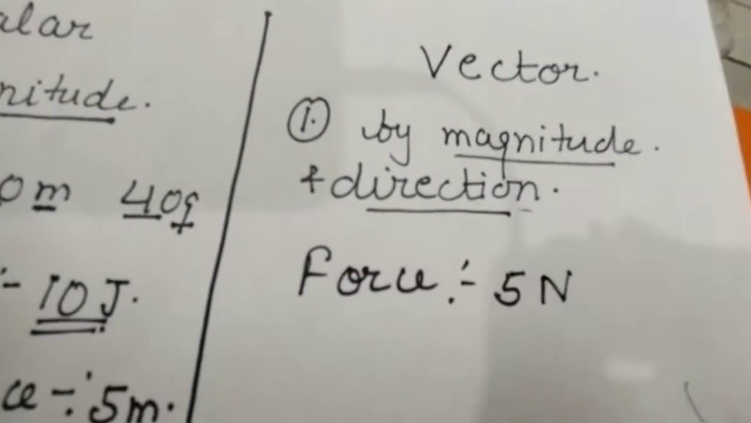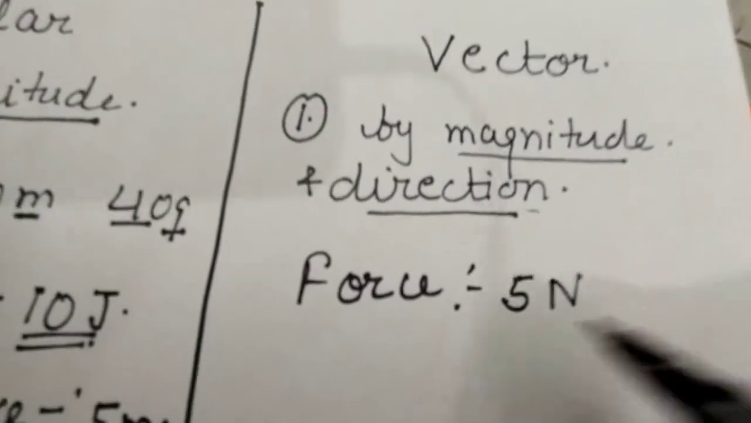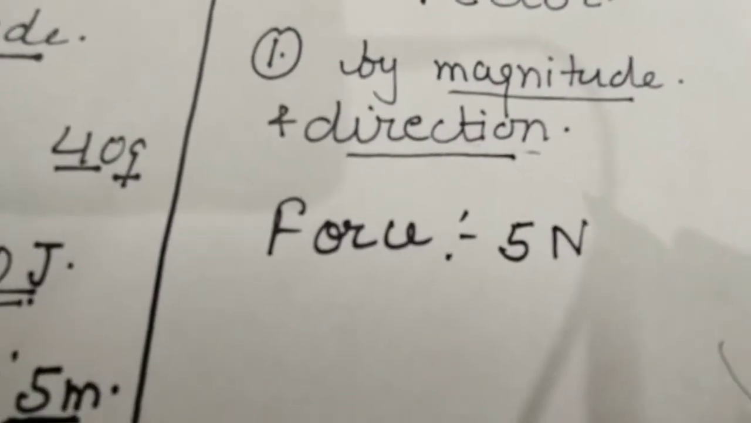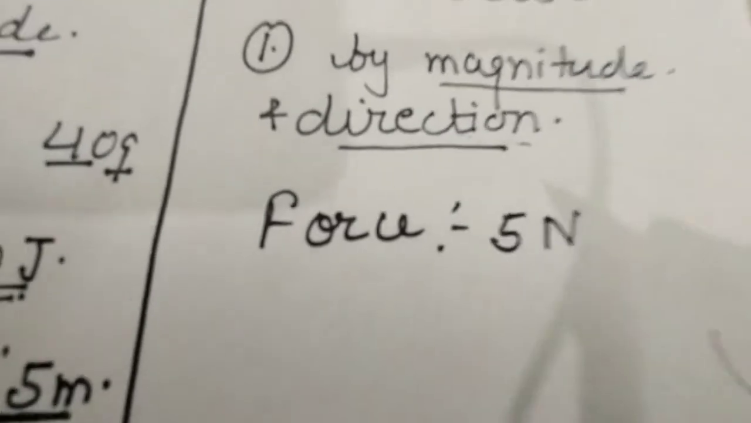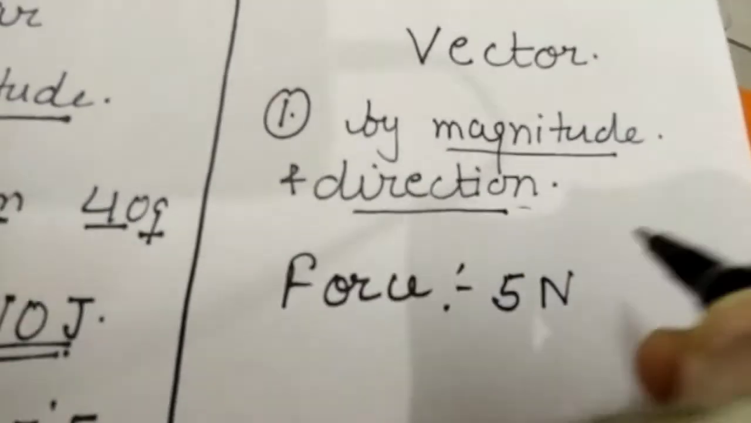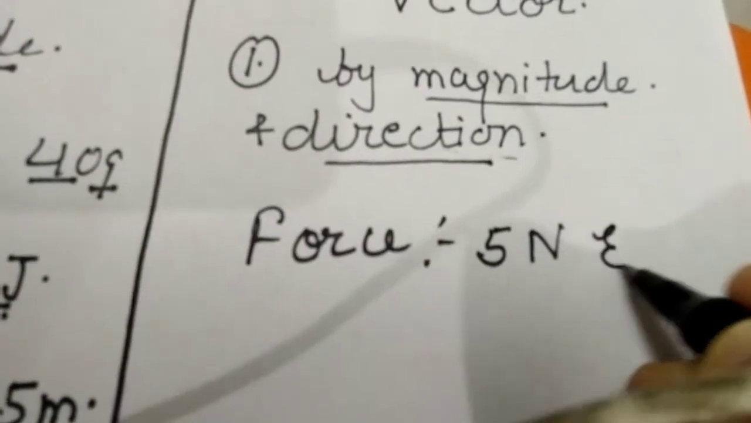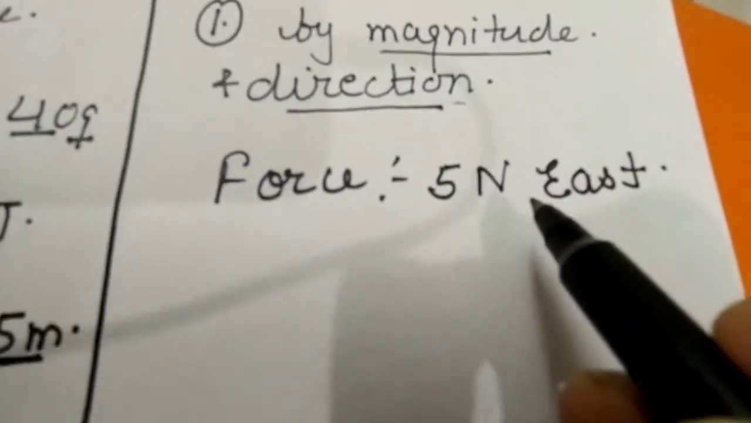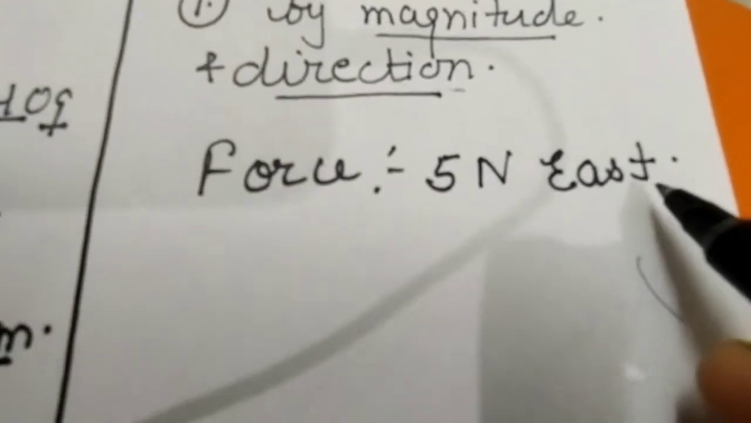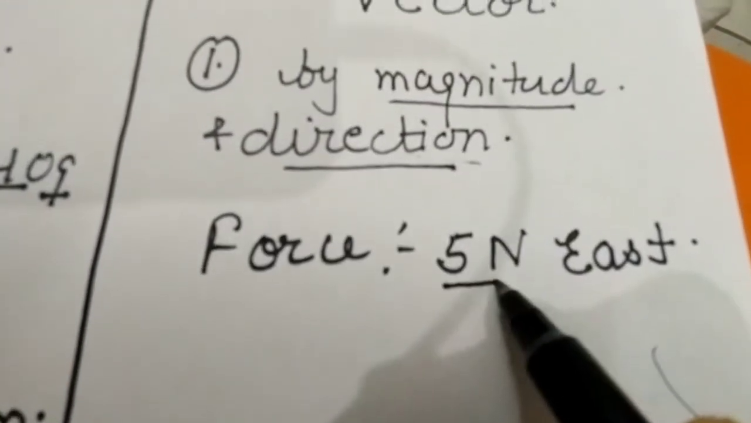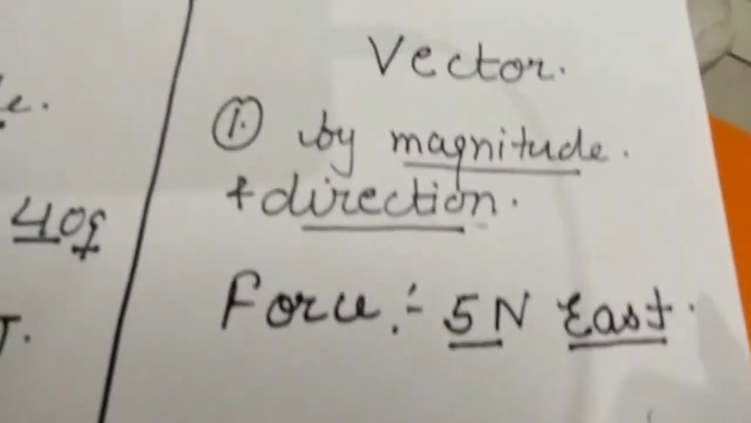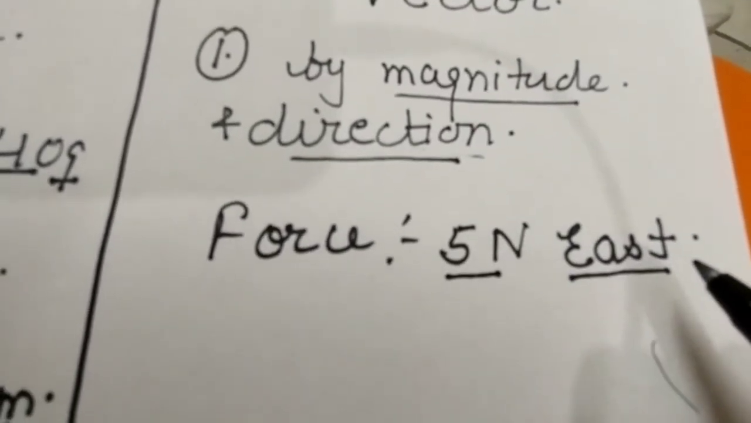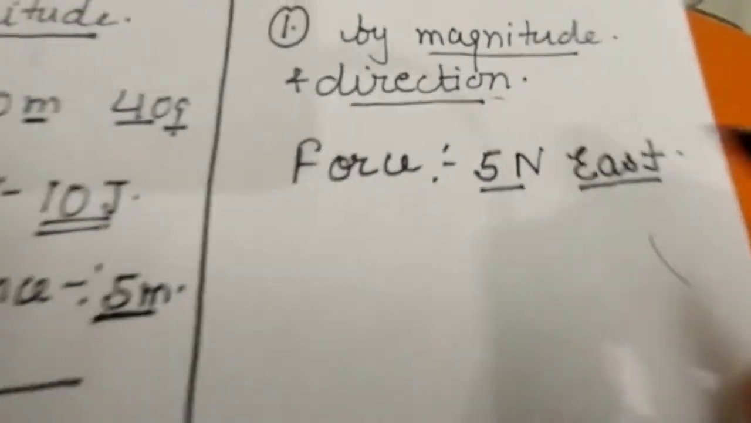Now if we come to the examples of vector quantity, we can say force, 5 Newton. How much force is applied? We will say 5 Newton force is applied, but there will be a specific direction, a particular direction in which force is applied. So we will represent it as 5 Newton east. That is, we have applied the 5 Newton force in the direction east. So here force is represented by both magnitude as well as direction. So this is the vector quantity.